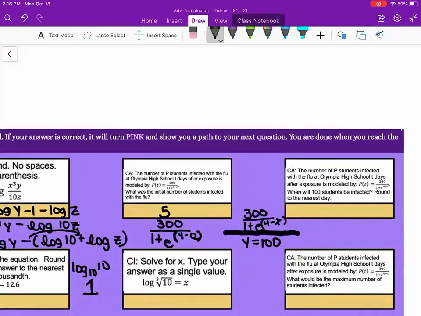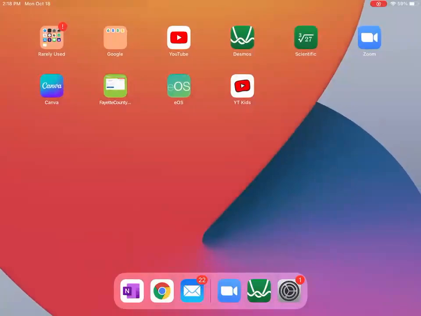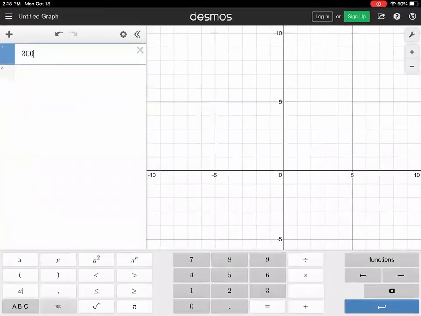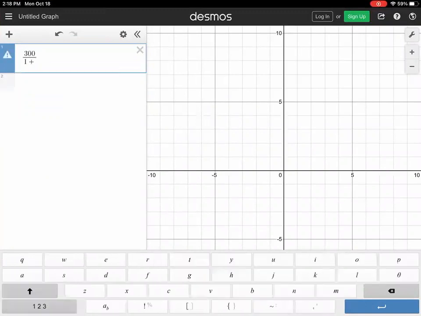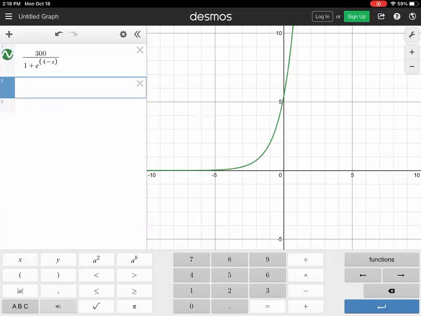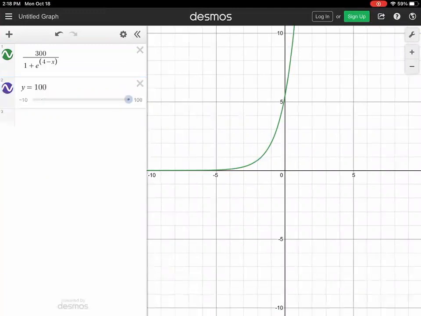And then, so I'll actually put that in the calculator here. 300 divided by e raised to the... There may be a typo there. I'm going to go back and double check myself in just a second. I just don't want to make you super dizzy.